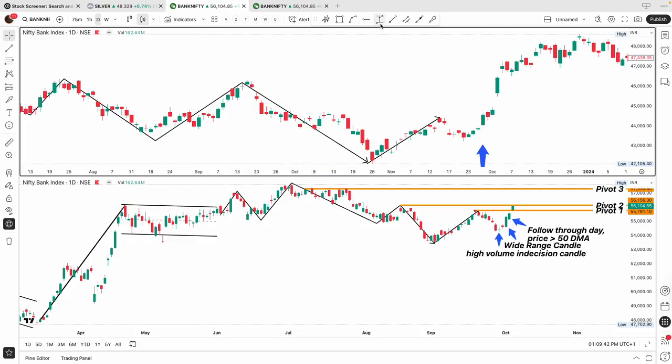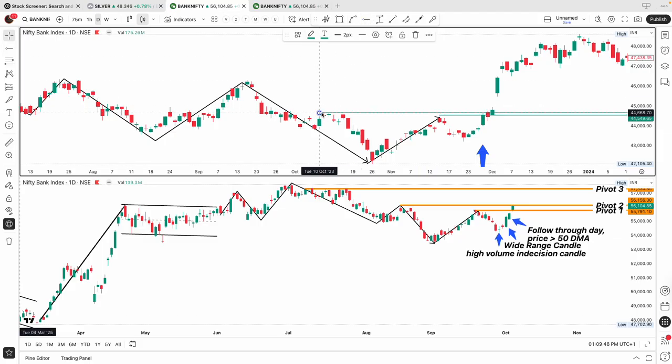These are the two pivots that were valid back then. So let me just plot them for you. So this is one of the pivots. This is the other pivot over here, and we went above both of these pivots and moved to all-time high after that, crossing these two pivots as well.